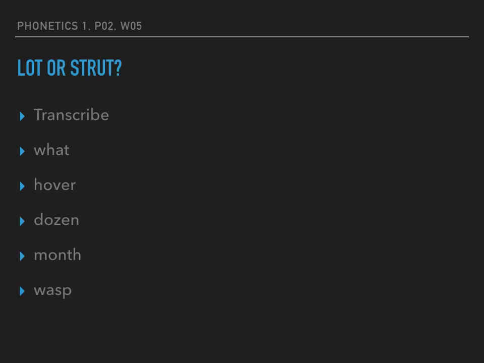So let's look at a few examples and I want you to transcribe them for me. So our first is going to be what, hover, dozen, month, and wasp. Once again, I want you to listen very carefully and I want you to see whether it's a lot or a strut vowel. So what, hover, dozen, month, wasp. Now I want you to pause this slide and on the next slide you're going to see the answers.